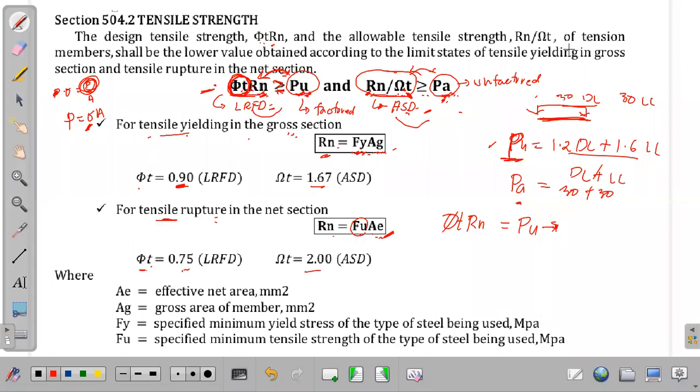I-equate natin yung ating design tensile strength doon sa ating ultimate load. Okay? Pagka maximum capacity yung hinahanap natin. Okay? Kasi sabi niya, greater than or equal. Okay? So, paki-memorize yung formula natin for the tension members as for the code provision.